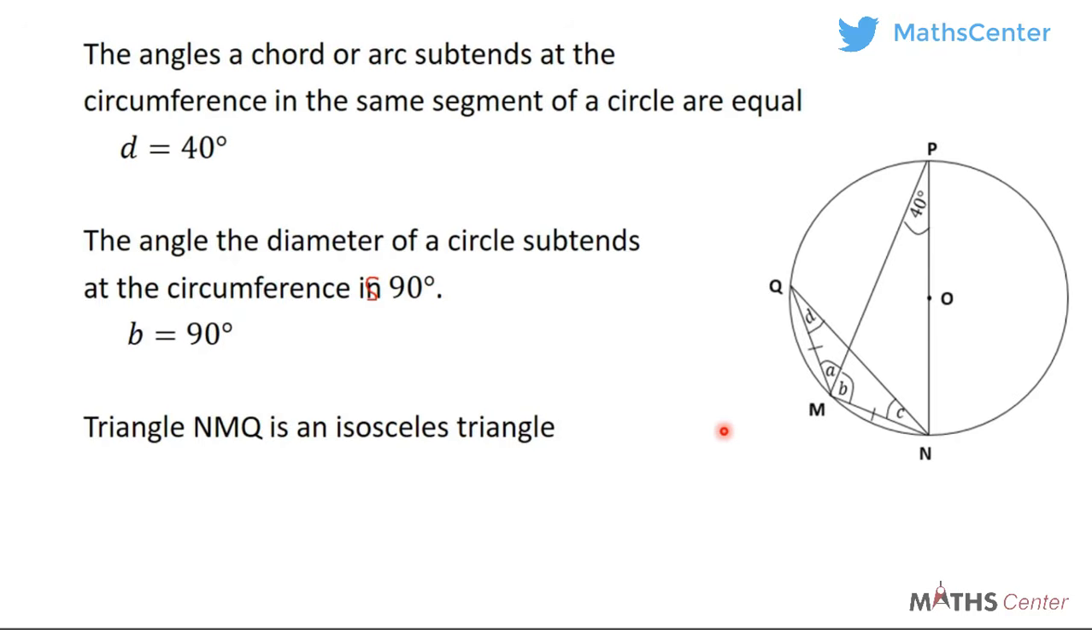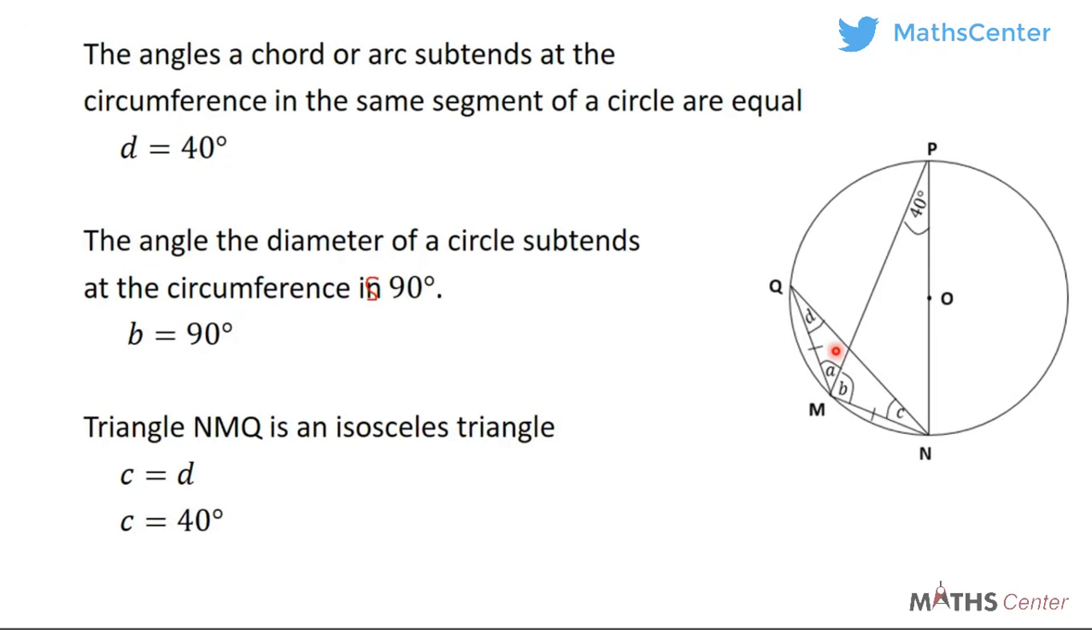What do we know about isosceles triangles? The angles formed at the base of the lines that are equal are also equal. So it means that the angle formed at the base here, which is D, will be the same as the angle formed at the base here, which is C. So D is equal to C. We already know D to be 40 degrees, so it means that C is also 40 degrees.